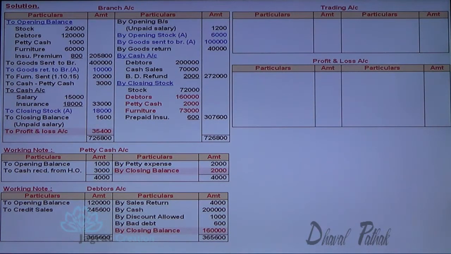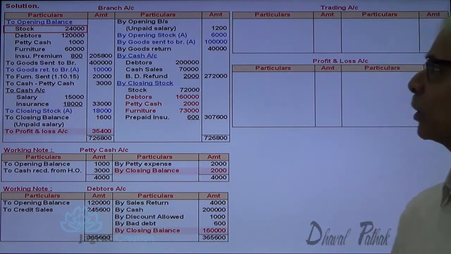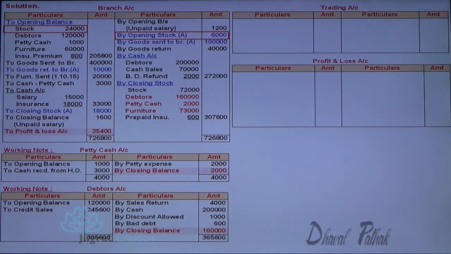Now, first of all, stock is to be recorded in trading account at cost. 24,000 minus 6,000.